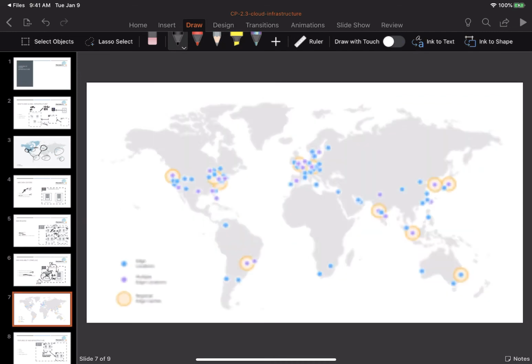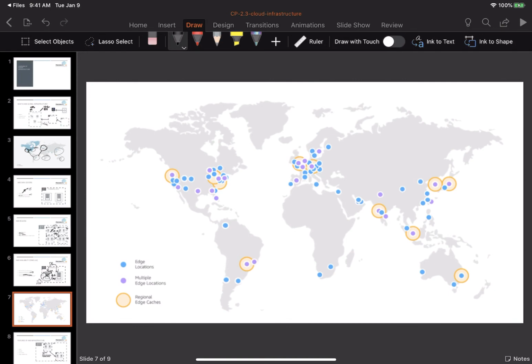Now let's talk a little bit about these edge locations as well. So edge is a place where users are able to access the services. And you can see from this map here that the blue is edge locations, the purple is multiple, and then the larger circles are regional caches right here. So we can see this is a West Coast cache. This is an East Coast, right?